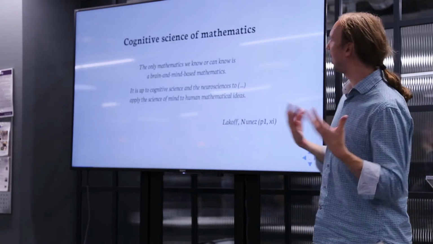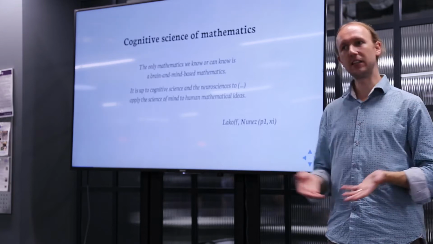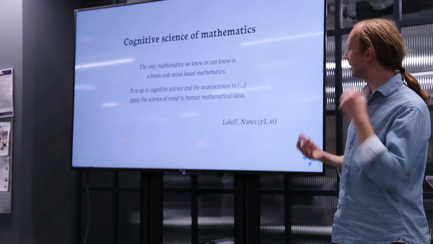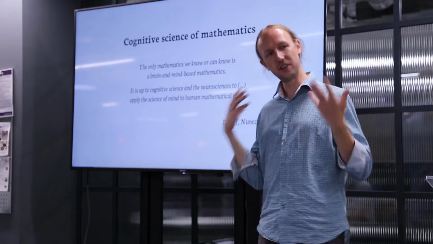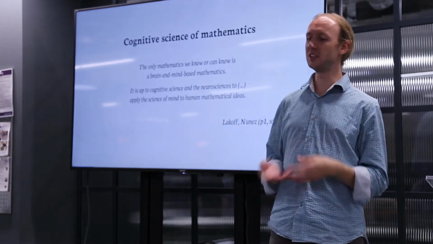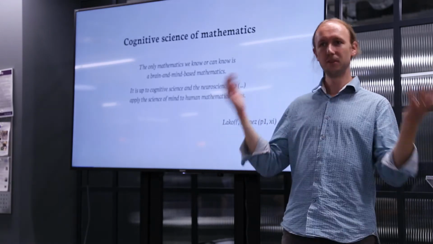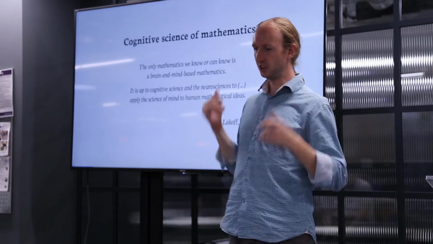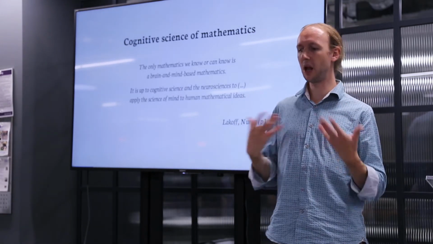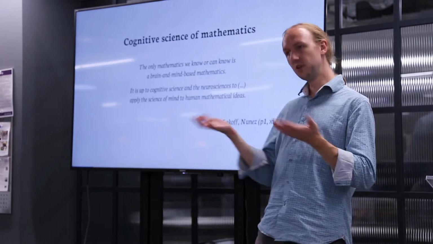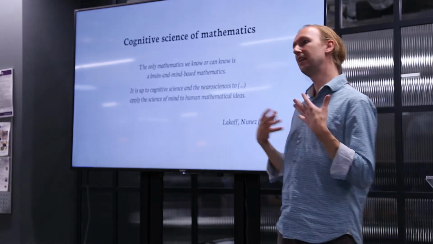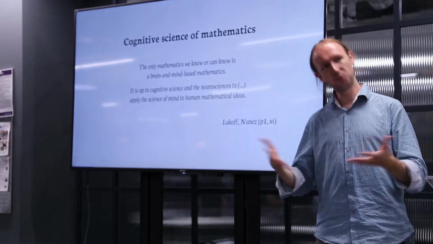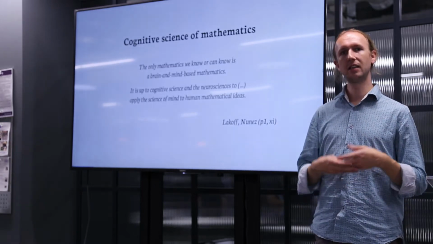What the book really does is that it tries to apply the ideas from cognitive sciences to mathematics. And there's two key ideas. One is that the only mathematics we have and the only mathematics we know is the mathematics that happens because of brain and mind. So because humans have brain and mind, that's how the mathematics happens. And it's up to the cognitive sciences and neurosciences to apply the science of mind to human mathematical ideas. So the idea of the book is, mathematics happens in human minds and brains somehow, and cognitive science is one of the options for studying how this happens.